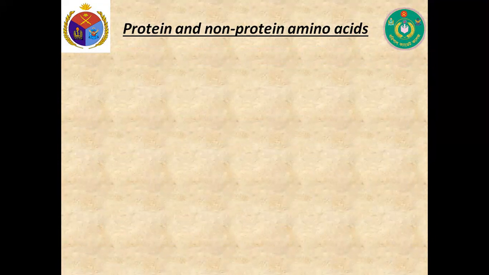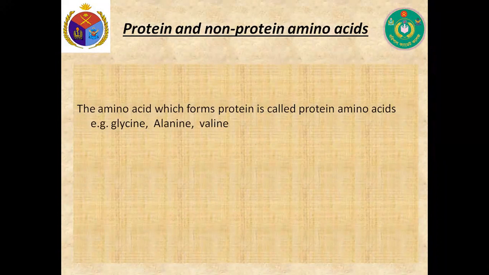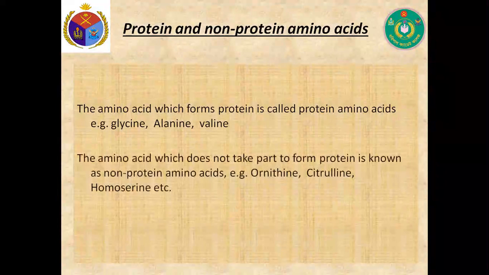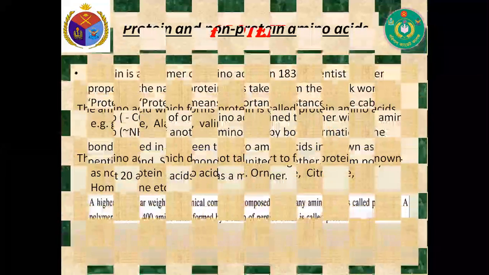Now, protein and non-protein amino acid. Firstly, protein amino acid. The amino acid which forms protein is called protein amino acid, like glycine, alanine, valine. And the amino acid which does not take part to form protein is known as non-protein amino acid. Ornithine, citrulline, homocysteine, etc. are examples of non-protein amino acid.